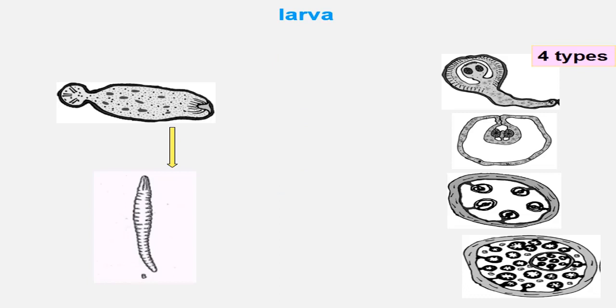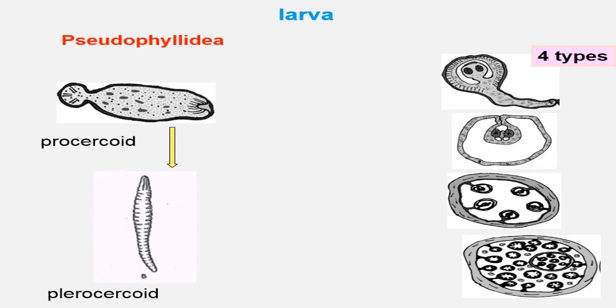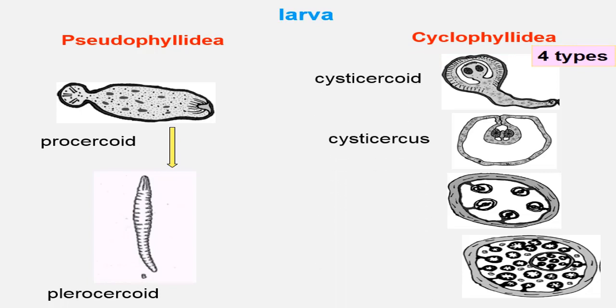About larvae in each order, in Pseudophyllidea, there are 2 larvae, procercoid and plerocercoid, while in Cyclophyllidea, there are 4 types of larvae: cysticercoid larva, cysticercus larva, which may be Cysticercus bovis in case of Taenia saginata, and Cysticercus cellulosae in case of Taenia solium, coenurus cyst, and hydatid cyst.